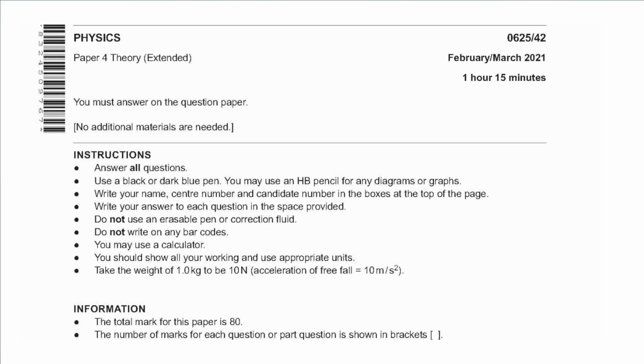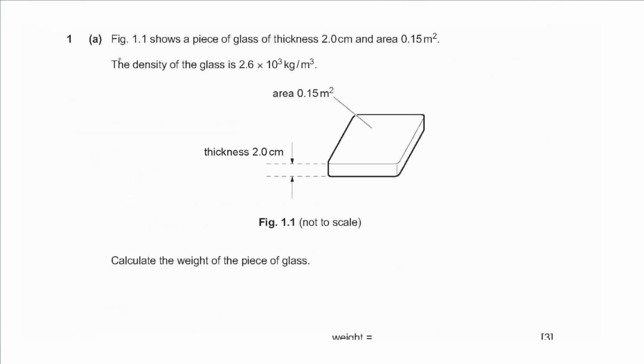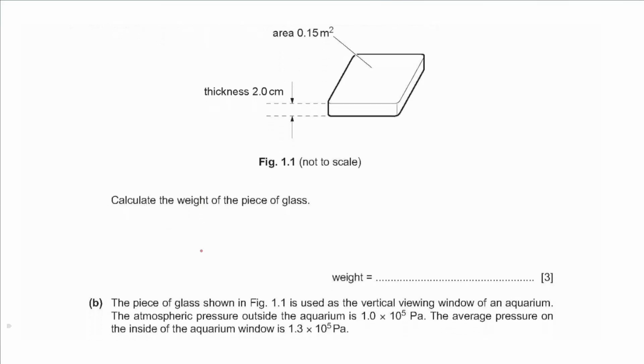In this video I will be solving the paper 4 exam for February-March 2021. So let's get started. Question 1a says figure 1.1 shows a piece of glass of thickness 2.0 centimeter and area 0.15 meters squared. The density of the glass is 2.6 times 10 to the power of 3 kilograms per meter cubed. We have to calculate the weight of the piece of glass.